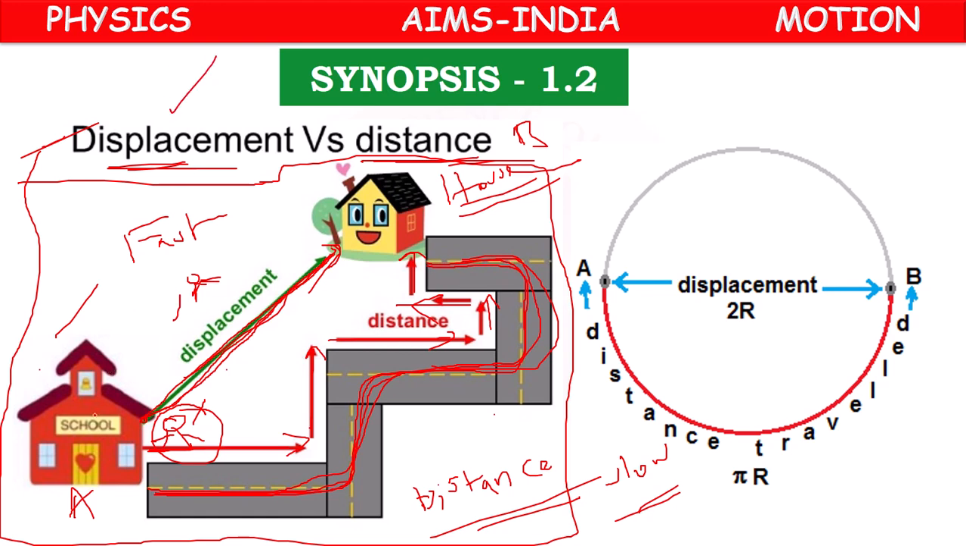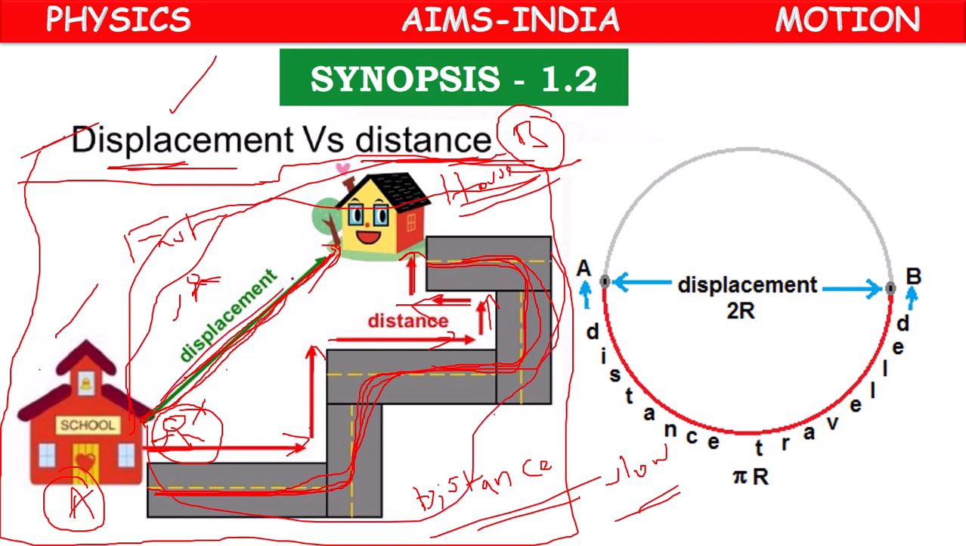So whenever we consider a journey or a change of position from one point to another point, there may be so many kinds of path between 2 points. One may go like this, one may go like this, one may go like this. Like that, different persons may travel through different paths. But the path in which they are going, that is called distance. And the shortest possible path from starting point to ending point, if we draw a straight line like this, this will be called displacement.